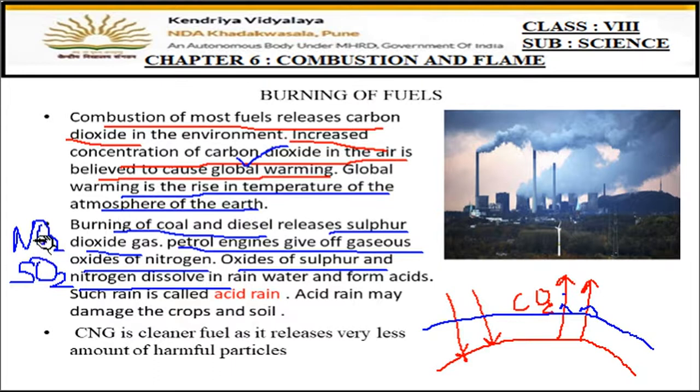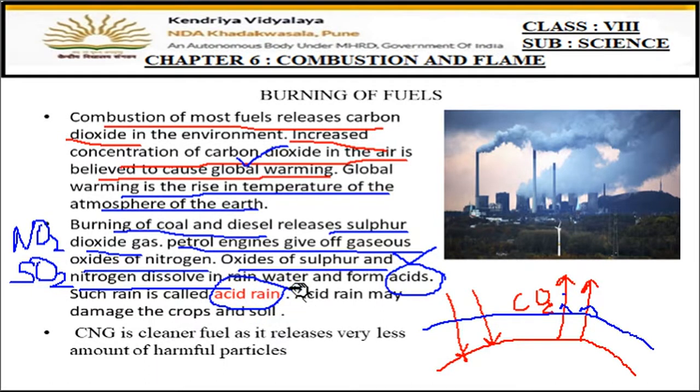Okay. Now when rain comes, these oxides will mix with water. And when these oxides mix with water, they form acids. Remember, when nitrogen oxide, sulfur oxide, carbon dioxide mix with rainwater, they form acid. And such a rain which contains acid is called then acid rain.